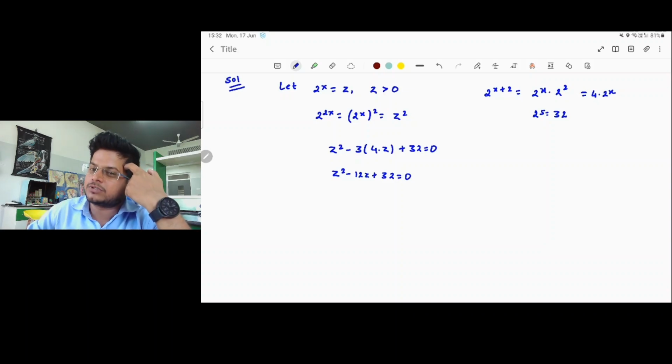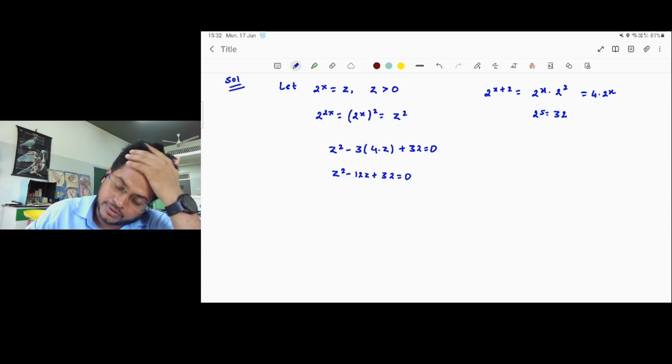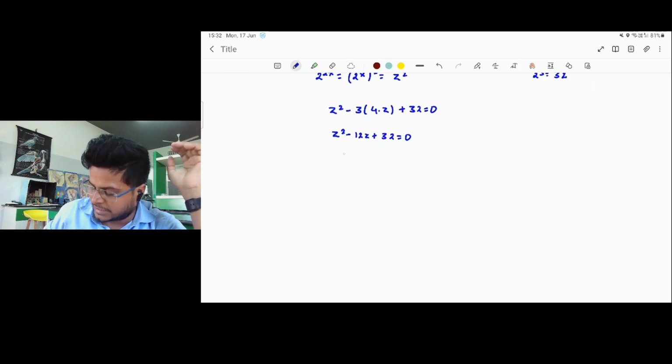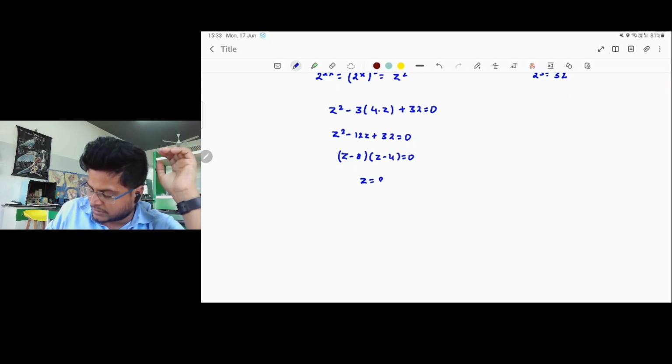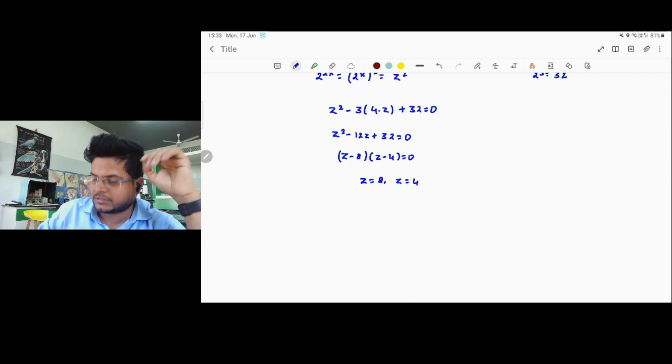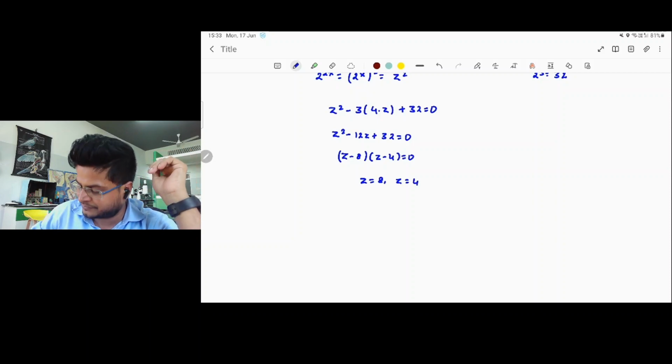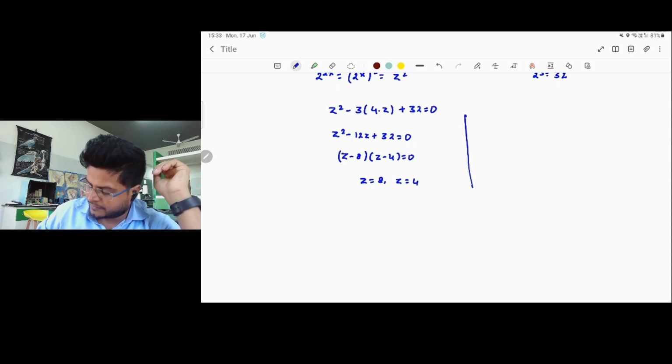Now think of two numbers whose sum is 12 and product is 32. Very obvious, 8 and 4. So this can be factorized as z minus 8 into z minus 4 equals 0. So we got z equals 8 or z equals 4. Okay. So now again, z equals 8.